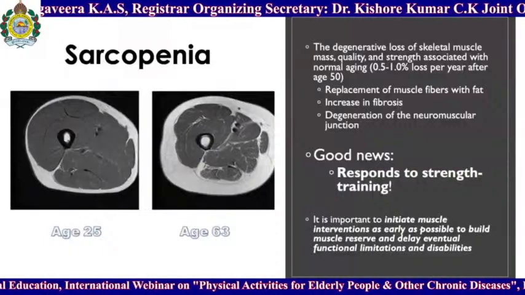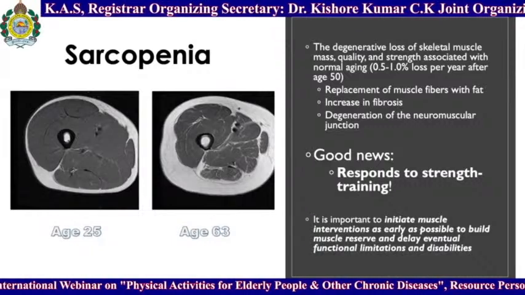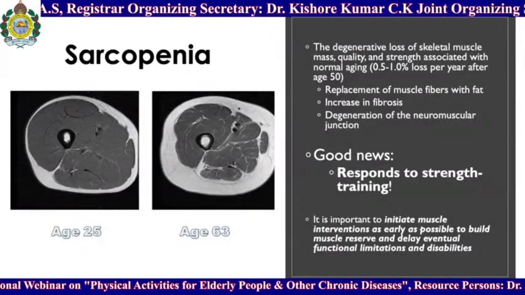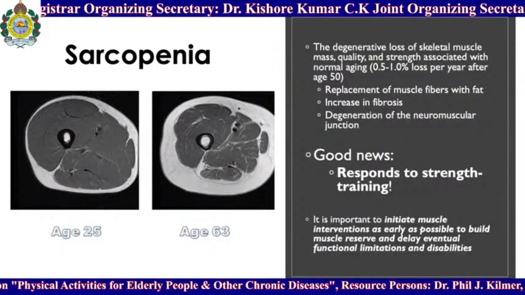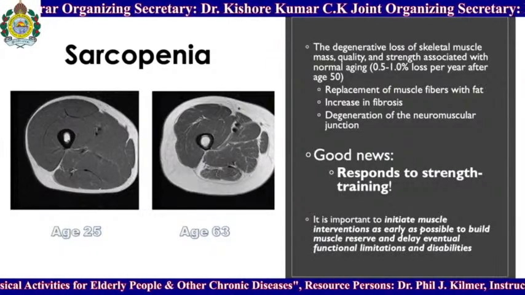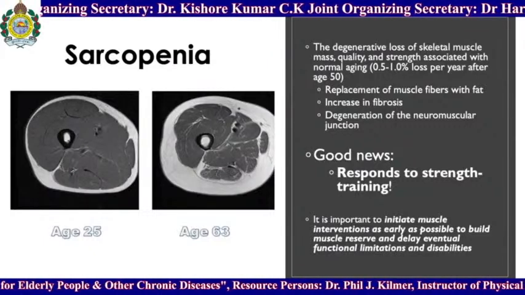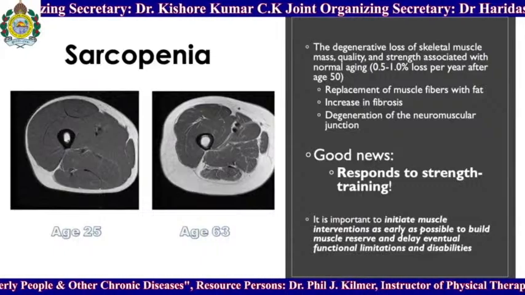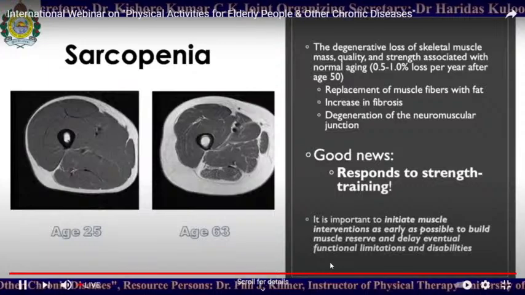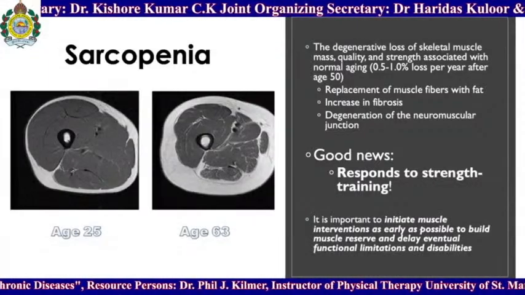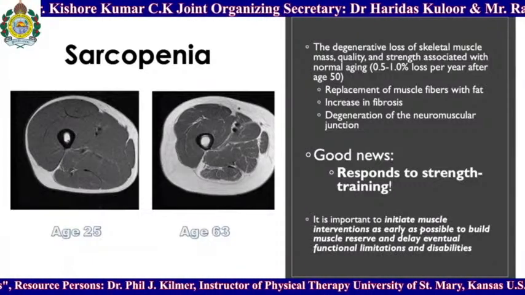So let's go ahead and define sarcopenia. Sarcopenia is the degenerative loss of skeletal muscle mass, quality, and strength associated with normal aging. It's usually at about a rate of 0.5 to 1% loss per year after age 50. A lot of what we see is replacement of muscle fibers with fat. We see increased fibrosis of the fibers. We also see degeneration of the neuromuscular junction, again blunting the neuromuscular response.